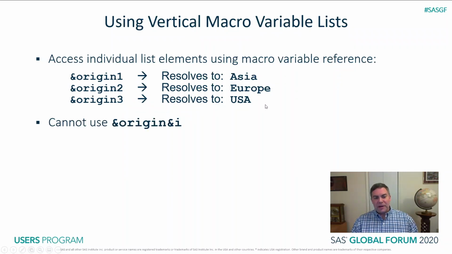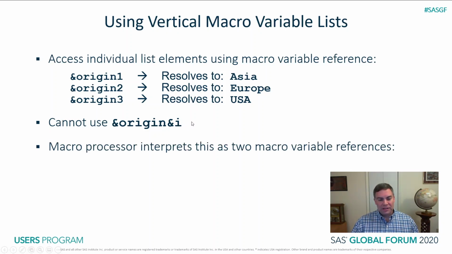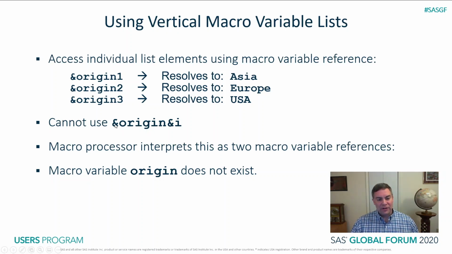Now the trick is, how am I going to use this in a loop? Because I can't say &origin&i. If I were to say that, the macro processor will interpret that as 2 macro variable references. It will think that I'm referring to a macro variable called origin and then referring to a macro variable called i. Well, there is no macro variable called origin. I have macro variables called origin1, origin2, and origin3, but not just origin. So this is going to fail.